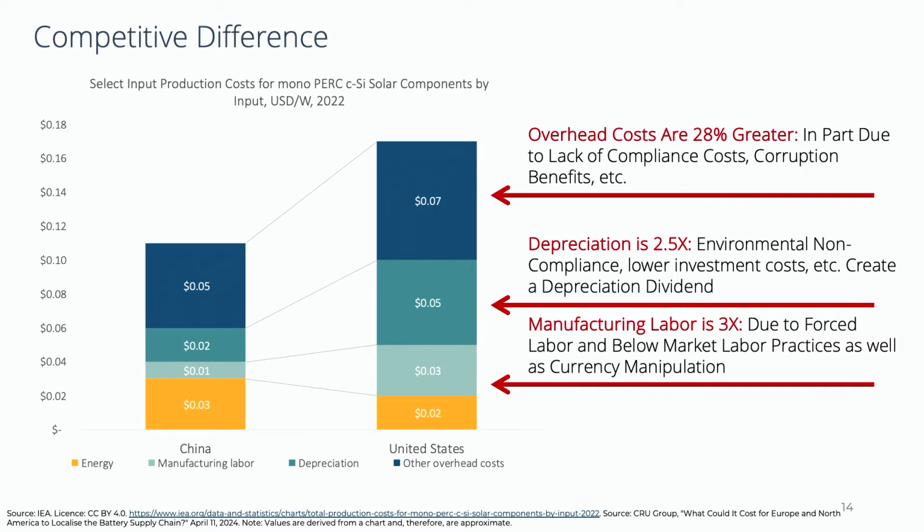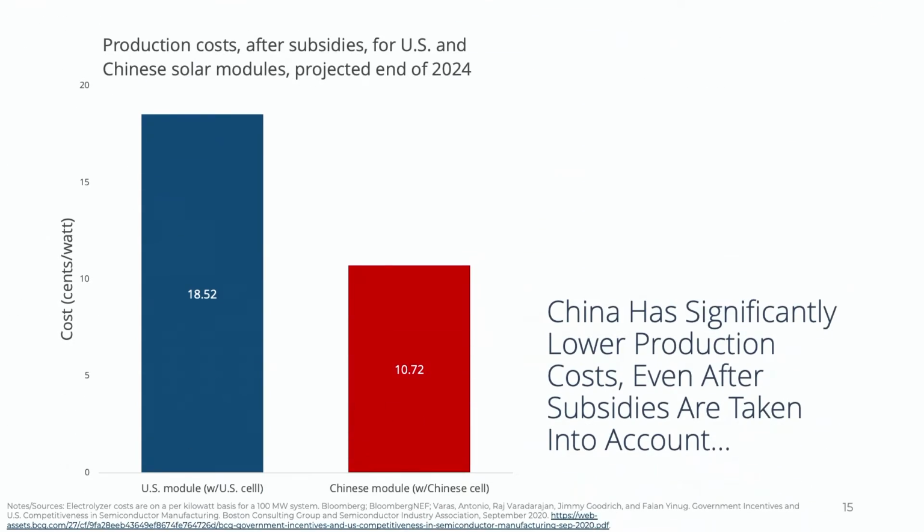Manufacturing labor is 3 times higher in the United States due to forced labor and below market labor practices, as well as currency manipulation. So even when we're taking subsidies into account, China has significantly lower production costs than the United States for module production. The US is about 19 cents per watt, while China produces it at about 11 cents per watt.